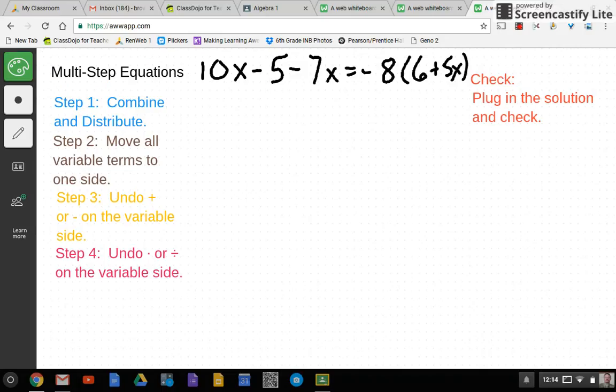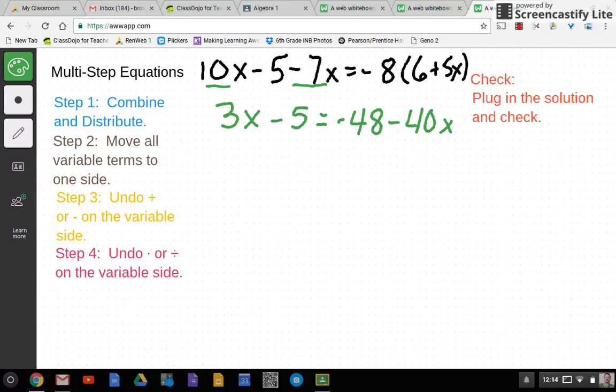Step 1, combine and distribute. Okay, so I need to combine my like terms. I've got a 10x and a negative 7x. So 10 minus 7, that would give me 3x minus 5 over here. And negative 8, I've got to distribute that all throughout there. So negative 8 times 6, well, a negative times a positive is a negative. So negative 48. A negative times another positive, well, that's a negative. Negative 8 times 5 is negative 40x. Okay, so I combined and I distributed.